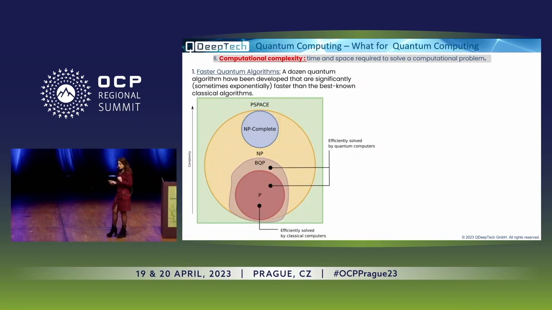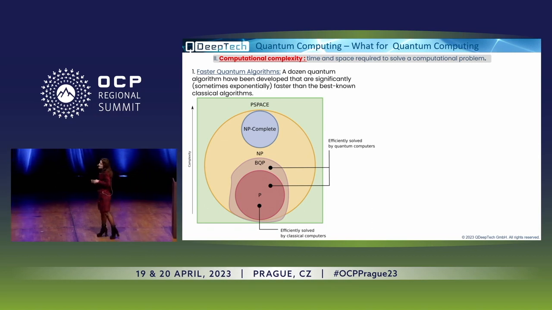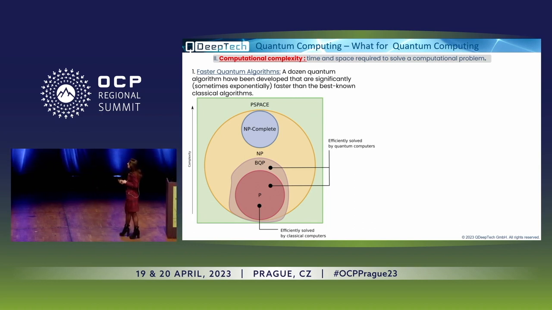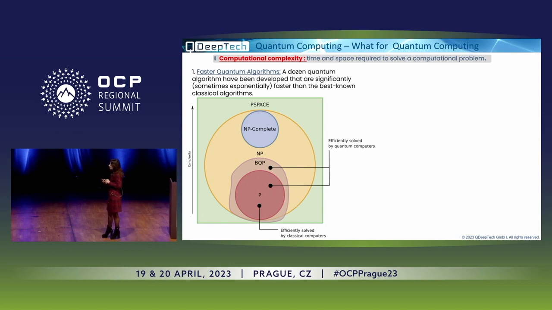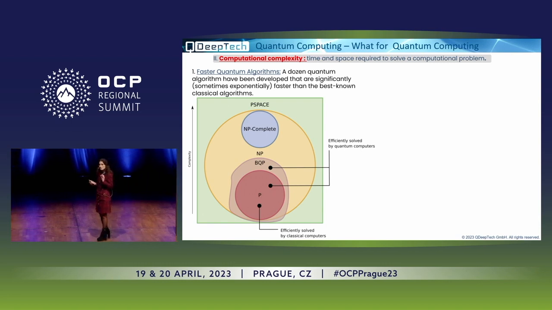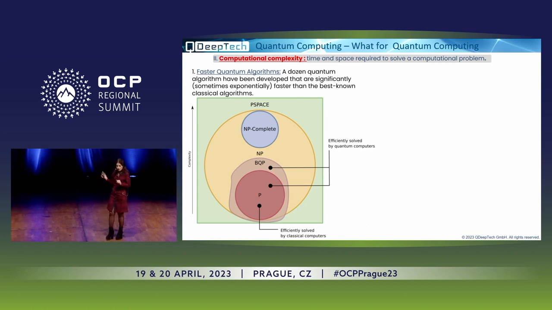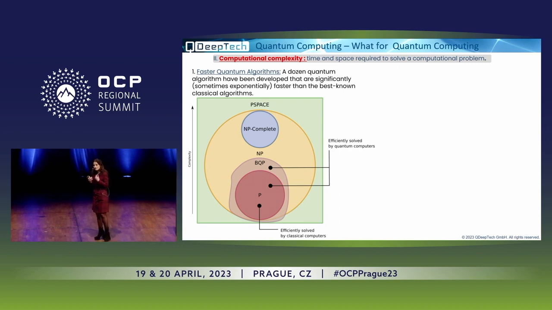And from the same reason of computation complexity is the time and space that are required to solve a problem. Basically, it was shown that there exist some faster quantum algorithms that can solve problems that are not solvable in the classical computer. So this circle here is called the P complexity class, meaning here lie all the problems that you can solve in a classical computer in polynomial time. Polynomial time means the time that is normal to solve a problem, not the time of the universe, or that the problem doesn't scale exponentially with the input as you increase the input data set.